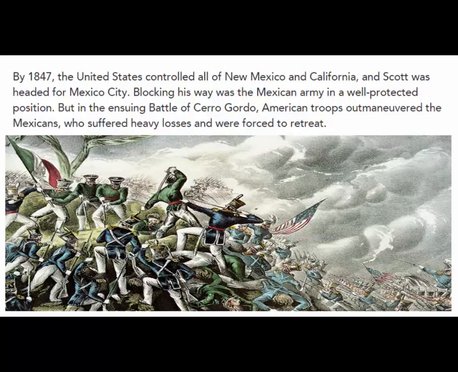By 1847, the United States controlled all of New Mexico and California, and Scott was headed for Mexico City. Blocking his way was the Mexican army in a well-protected position. But in the ensuing Battle of Cerro Gordo, American troops outmaneuvered the Mexicans, who suffered heavy losses and were forced to retreat.